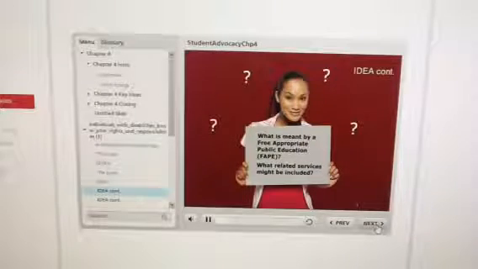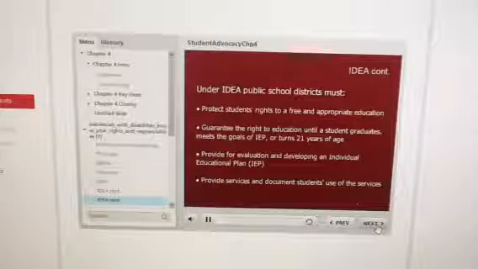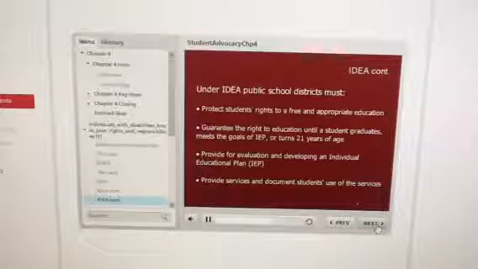What is meant by a free, appropriate public education, FAPE? What related services might be included? Under IDEA, public school districts must protect students' rights to a free and appropriate education, guarantee the right to education until a student graduates, meets the goals of an IEP, or turns 21 years of age, provide for evaluation and developing an individual education plan, IEP, provide services and document students' use of the services.